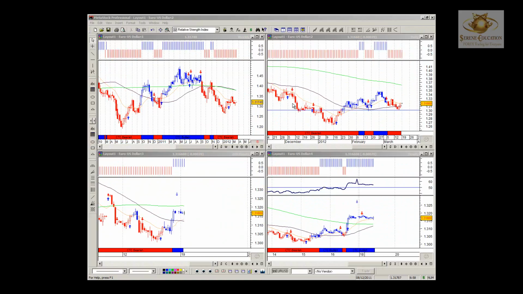Okay, just going to be starting with looking at the 4 majors, starting with the Euro against US dollar on our 4 weekly CTC strategy template. Weekly top left, working our way to our hourly intraday. So weekly, daily, 4 hour, and the hourly.